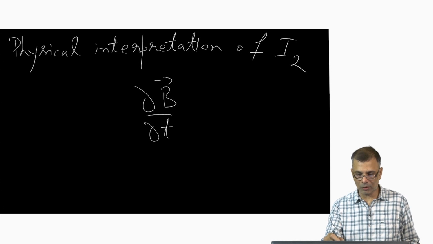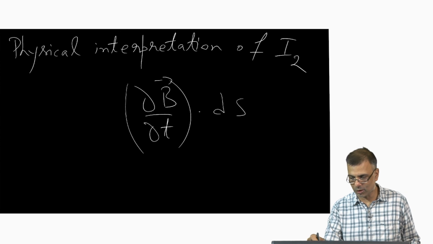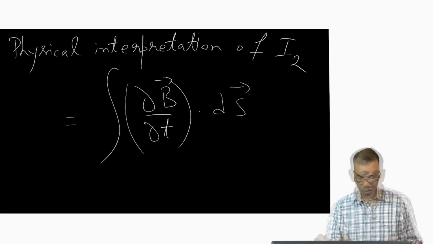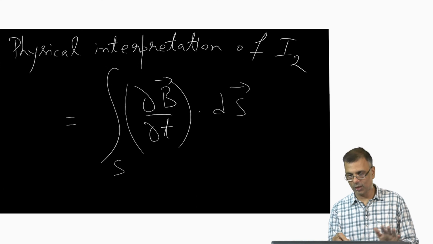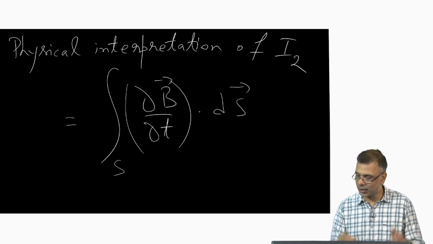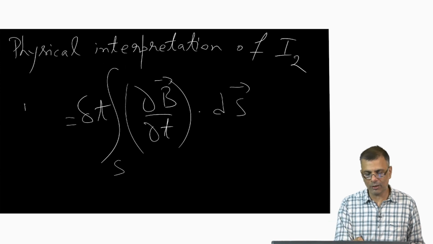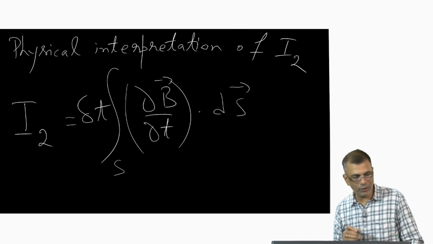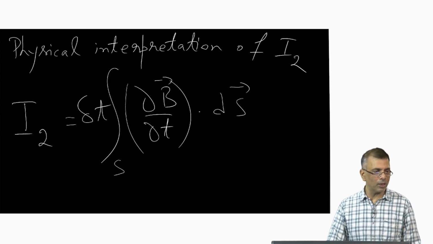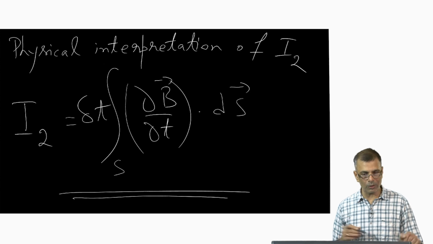So this is the change in B, and of course I would have to integrate over the cross-sectional area. This gives me the rate of change of flux, but what I want is not the rate of change of flux, I want the change in flux itself, for which I should multiply by a dt, and this is I2. This is the physical interpretation of I2. The physical interpretation of I1 is slightly different, but we will leave this here. For the time being we will stop here. Thank you.